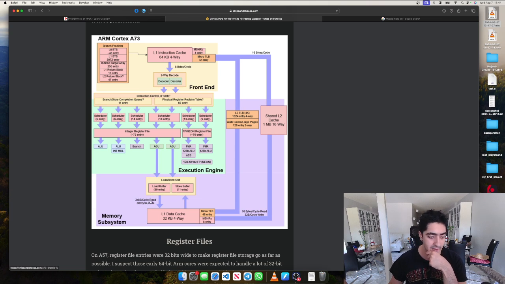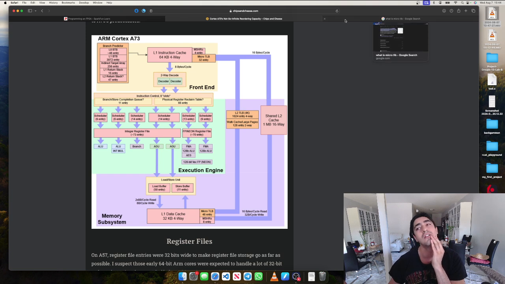Okay, so then you go from memory subsystem up and down, and then you go to the execution engine. Then you have your instruction control 8. You have your two-way decoders from the front end, and then you have instruction control 8 slots, branch, store. What was TLB?